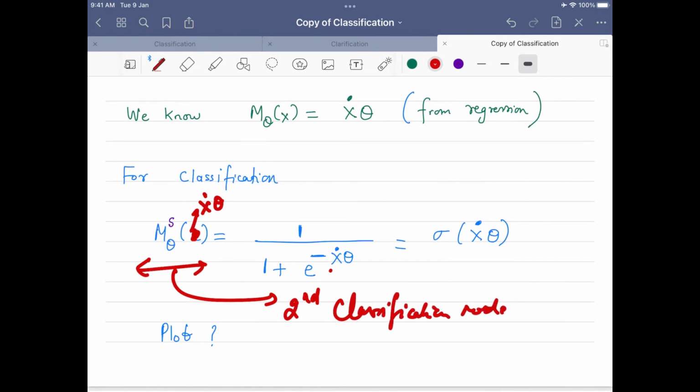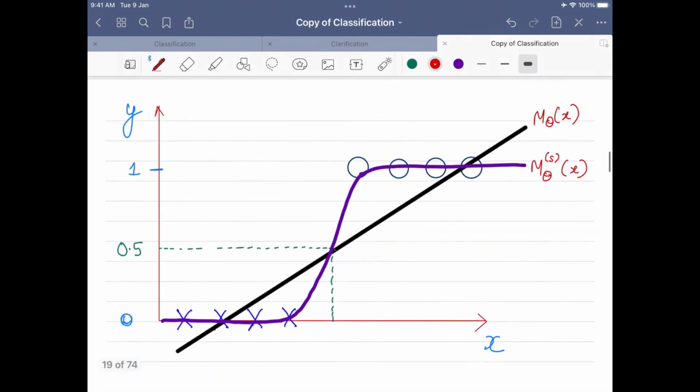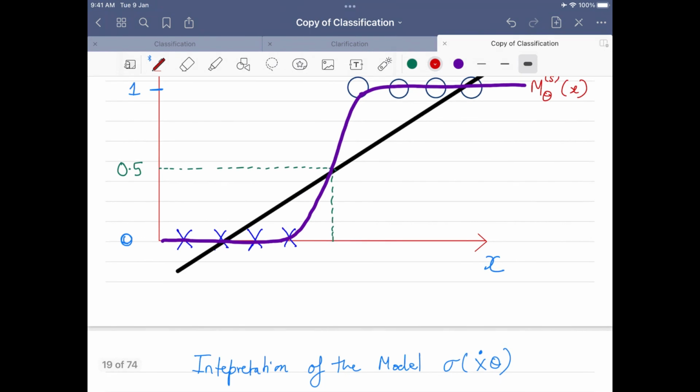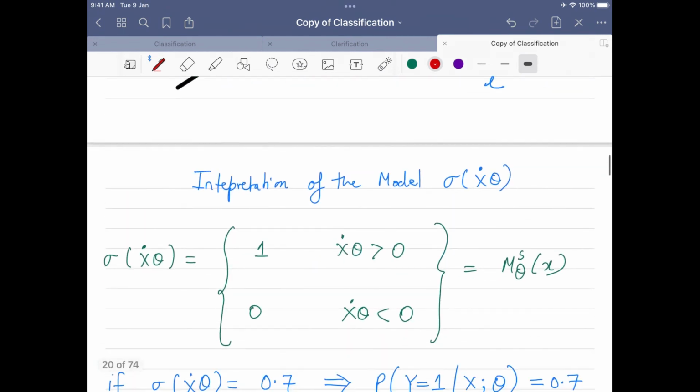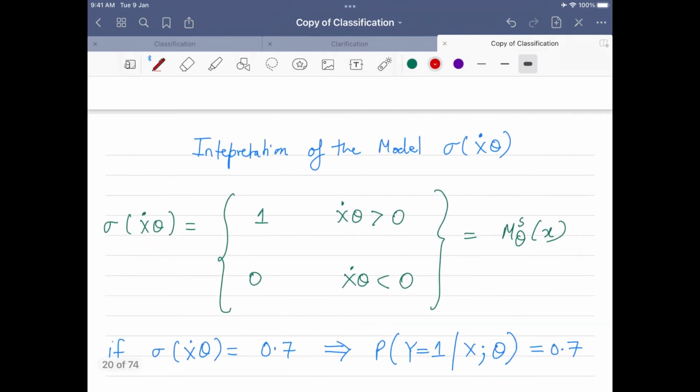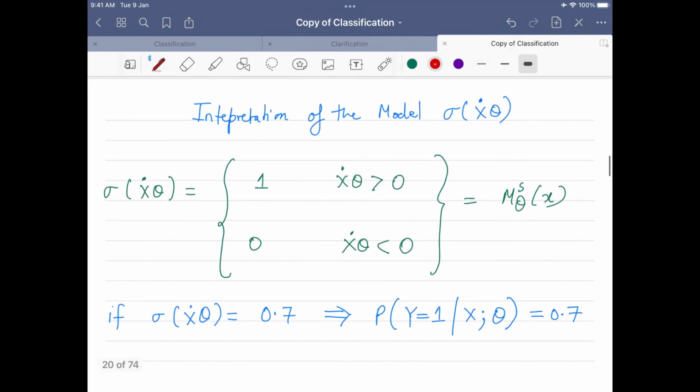Earlier was the unit step, which we saw is not good. So we come up with the second classification model, which is given over here. And this is actually much better than the original one, because it avoids discontinuity. Now we want to understand the interpretation of this particular model which we have come up with.